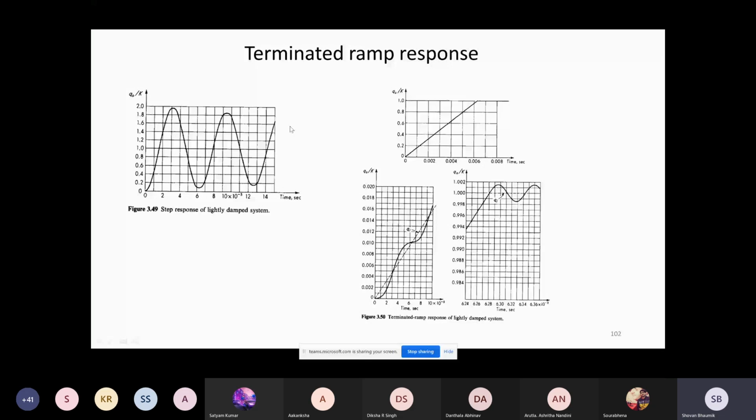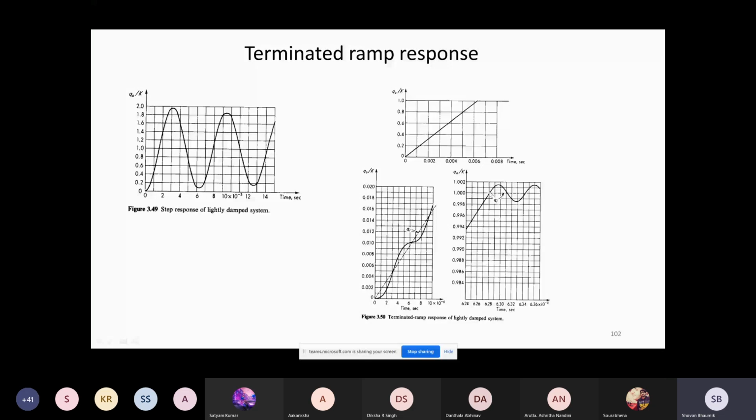But if you see the terminated ramp response for such a system, it is quite similar to the input. You see q0 by k is there, and time is there. Here this peak is zoomed in: a little bit down, then a little bit up. So it is almost following the terminated ramp with a very small amount of error. And when it reaches the steady state, the step, it also follows the step with a small amount of error. So what is the conclusion?